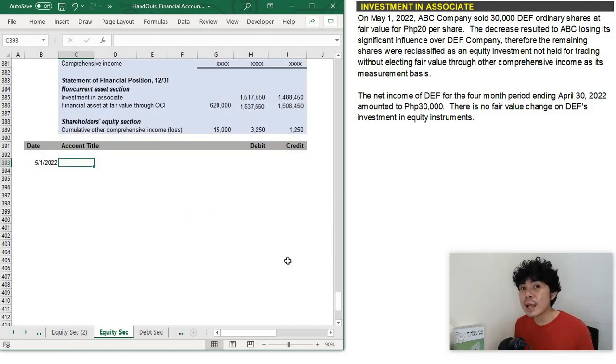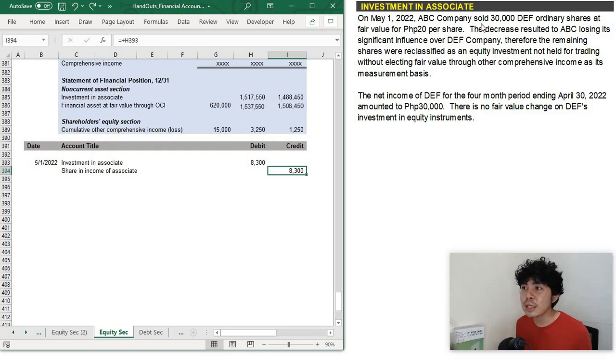So, since net income yung 4 months ni DEF Corporation, increase yon in equity niya. So, increase din yon sa investment in associate natin. Kaya, to increase the investment in associate, tayo ay debit investment in associate 8,300, tas credit share in profit or income of associate for 8,300 pesos. Ngayon, pwede na nating i-record yung journal entry for the sale.